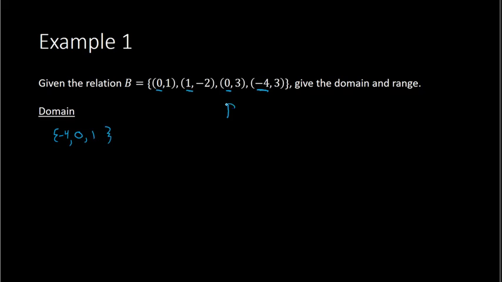Alright, and then the range are your y values. So that would be the other numbers. So 1, -2, 3, and 3. If we write this in order from smallest to biggest, we would have -2, then we have 1 and 3. So -2, 1, and 3 would be my range. Alright, so that is domain and range.